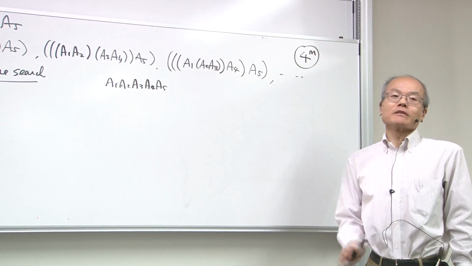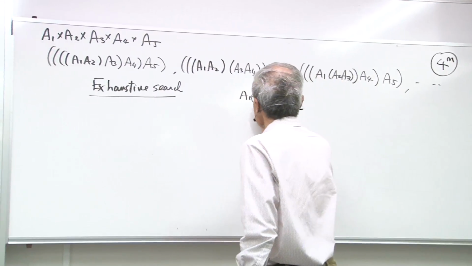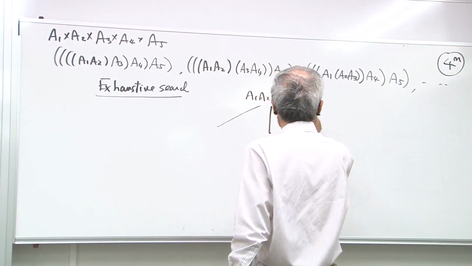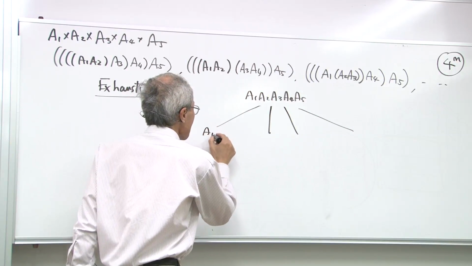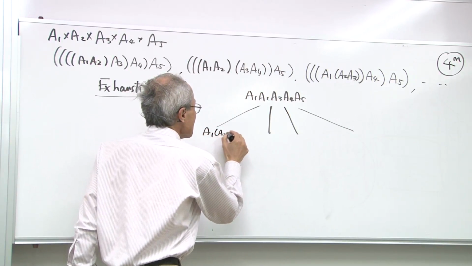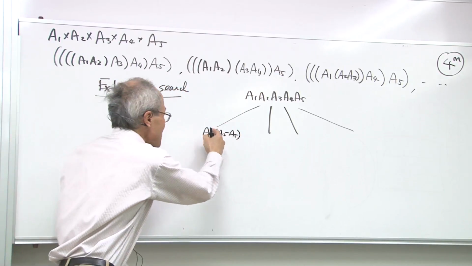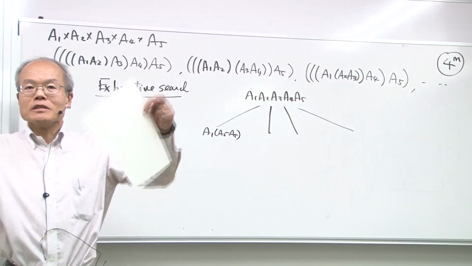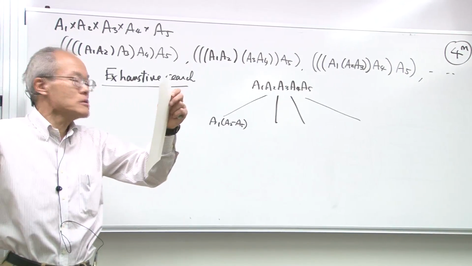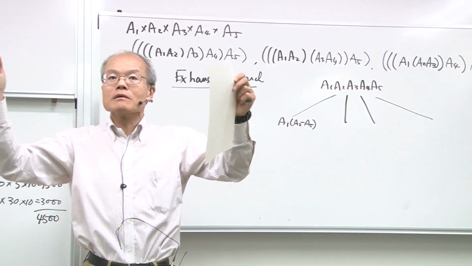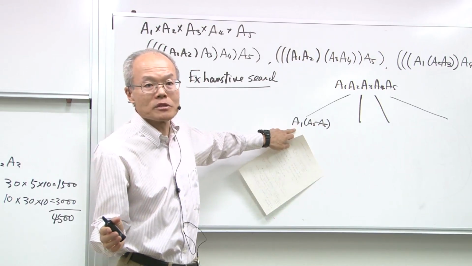What is the last multiplication? We have 4 possibilities. The first possibility is A1 and A2 through A5. So this is the last multiplication. We first multiply A2 to A5, then the last time we multiply A1. So this is one possibility.